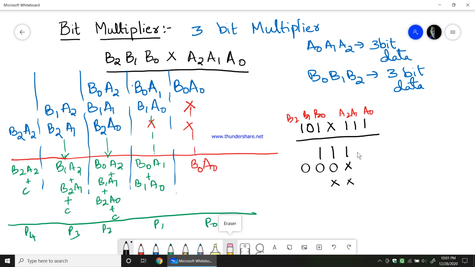Now A0, A1, A2 will be ANDed with B2. Therefore 1 ANDed with 1 is 1, 1 ANDed with 1 is 1, 1 ANDed with 1 is 1. Now this would be the value that we have got.